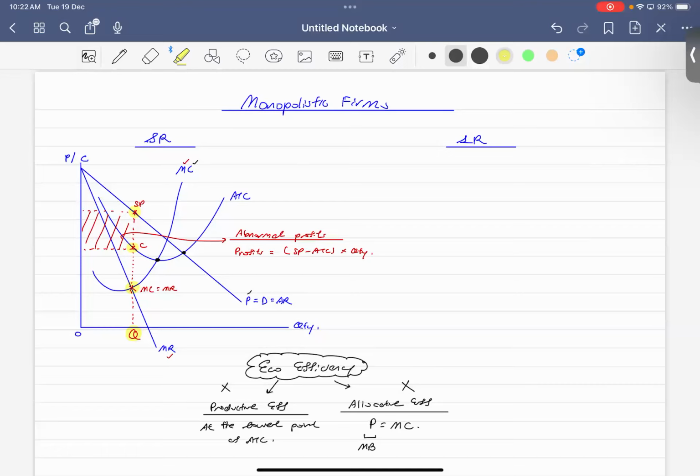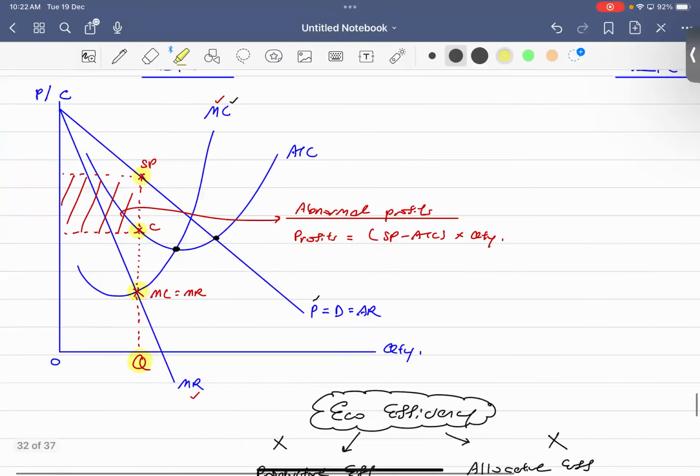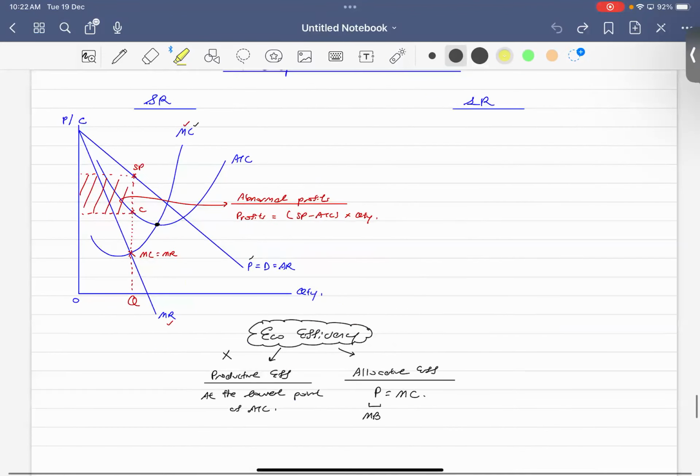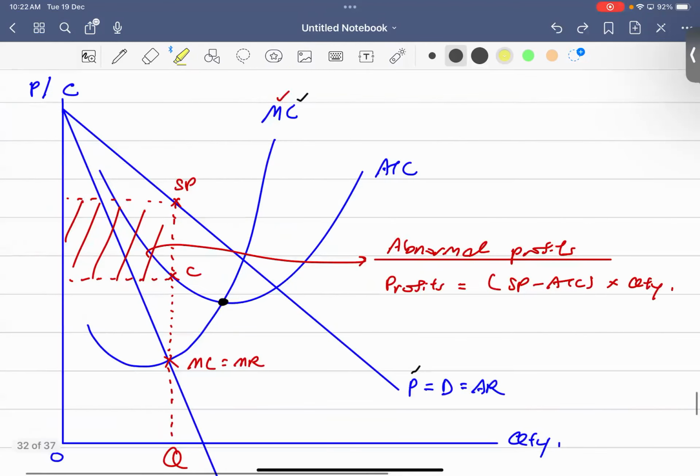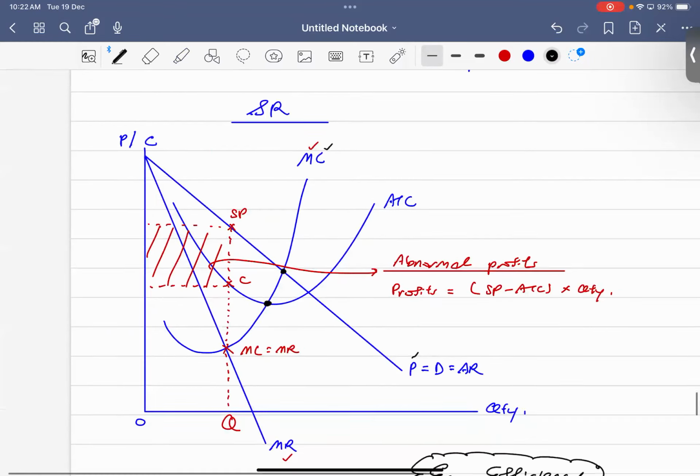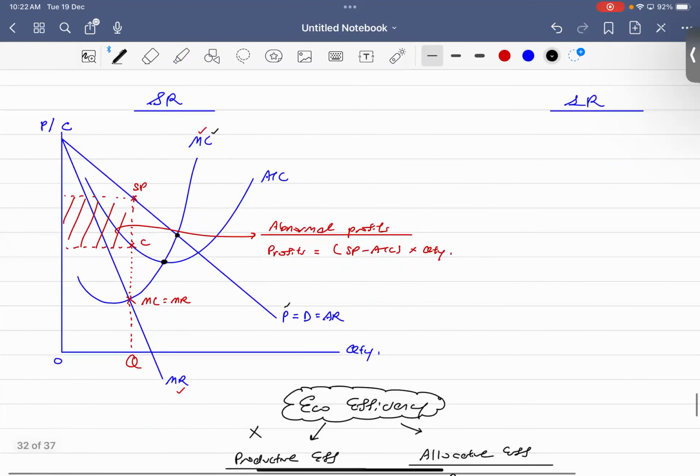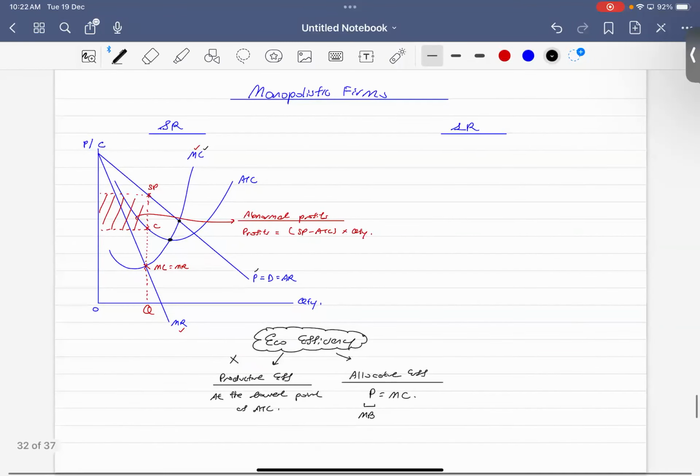Price equals to MC. Sorry, let me change it. Okay, I saw it wrongly. Price equals to MC is here. Price equals to MC here. Sorry, thanks though, I saw it wrongly already. Okay, so yeah.